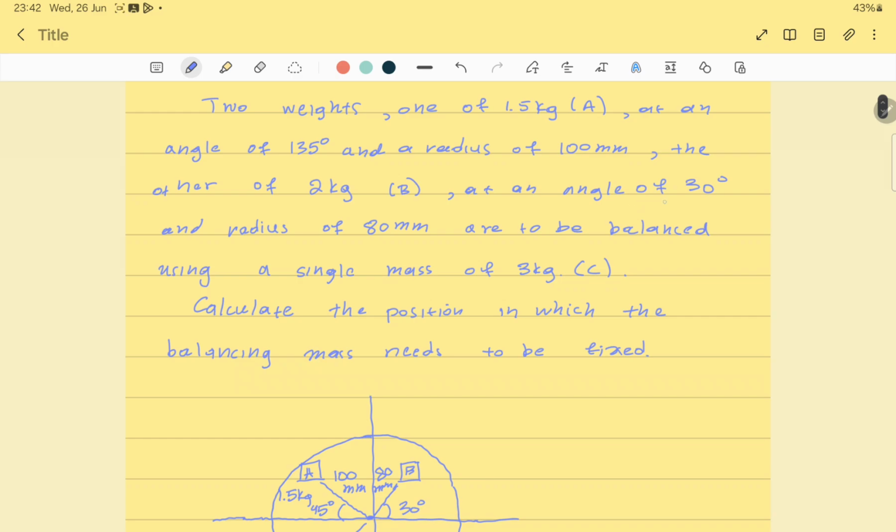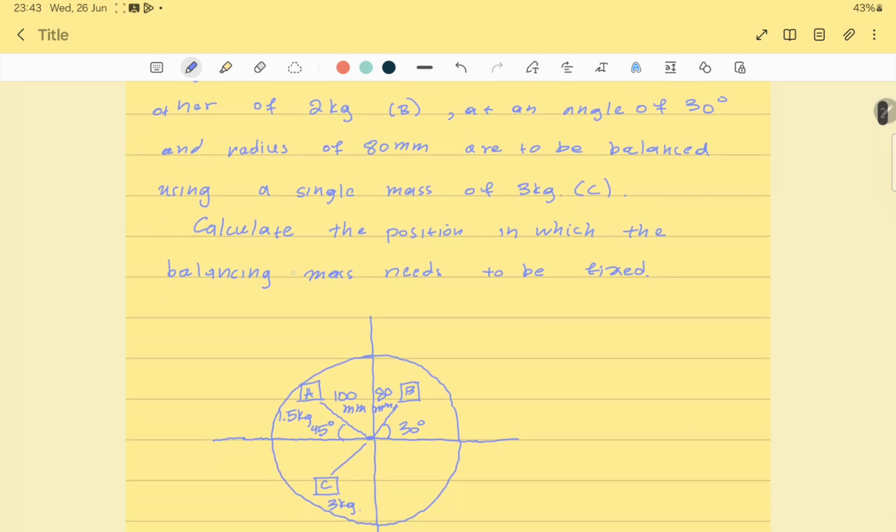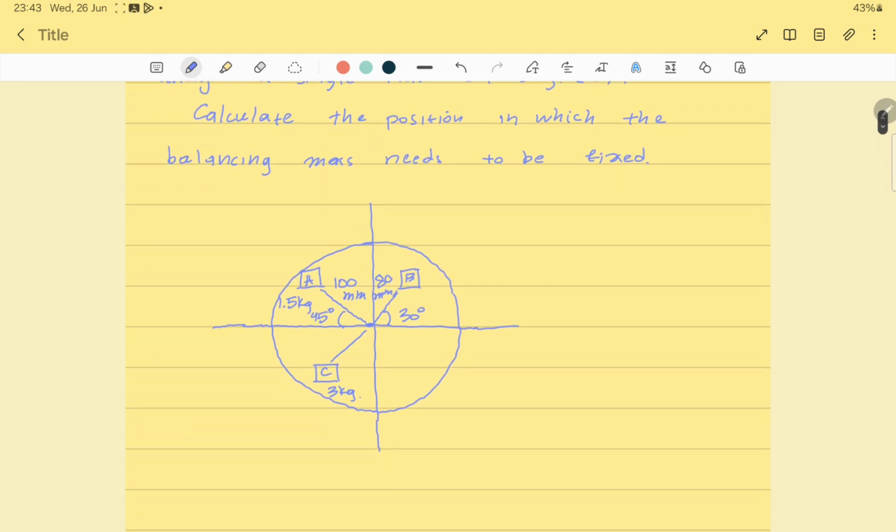and the angle is 30 degrees and the radius is 80 millimeters, and we want to balance this system by using a single mass of 3 kilograms, and we denote it by C. We want to calculate the position in which the balancing mass needs to be fixed.